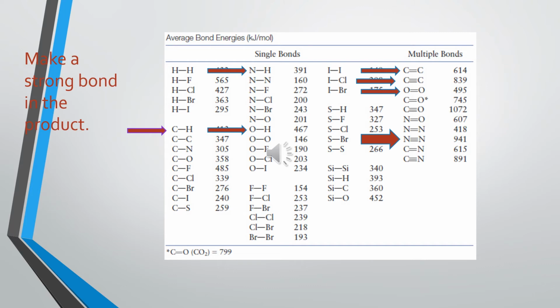Conversely, we want to be making strong bonds in the product. And I've highlighted some typical strong bonds here. And by the way, take a look at that nitrogen-nitrogen triple bond. At 941 kilojoules per mole, that is an awfully strong covalent bond. All right, so let's look at some examples.